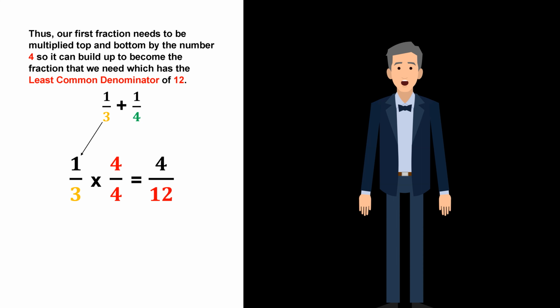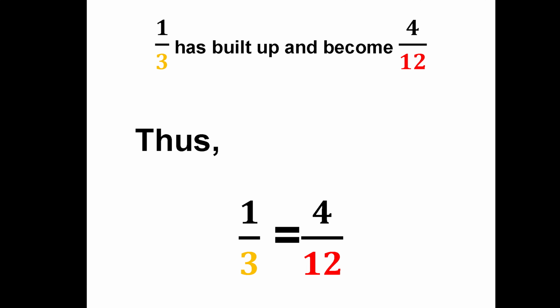Thus, our first fraction needs to be multiplied top and bottom by the number 4, so it can build up to become the fraction that we need, which has the least common denominator of 12. 1/3 has built up and become 4/12. Thus, 1/3 equals 4/12.